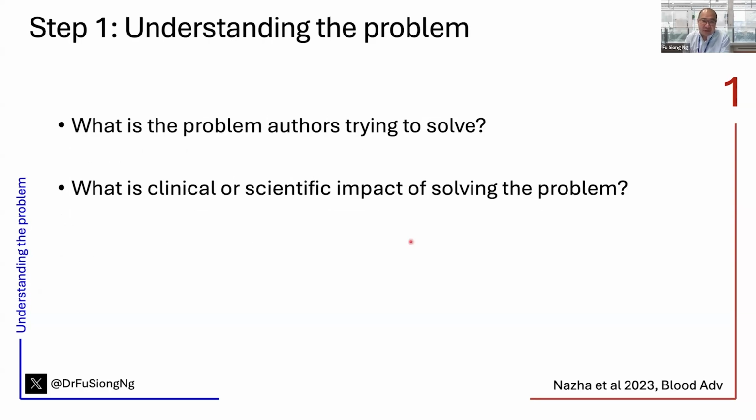The first step is understand the problem. So when you pick up a paper on machine learning, you want to understand, what is the problem that they're trying to solve? Is it a big problem? Is it a problem that relates to you and your hospital? Is it something that doesn't really exist, that they're trying to contrive a problem so they have a solution to fix it? What is the impact if you can solve this problem?